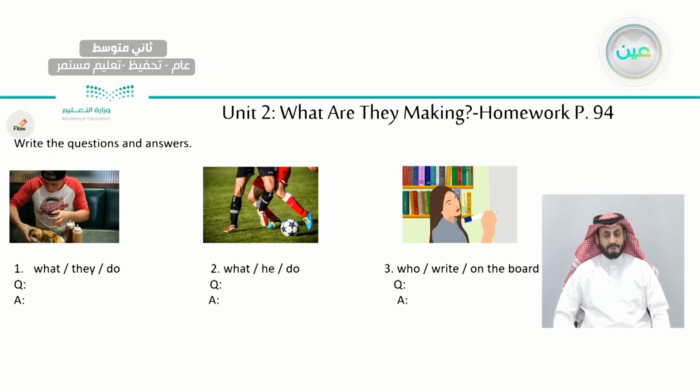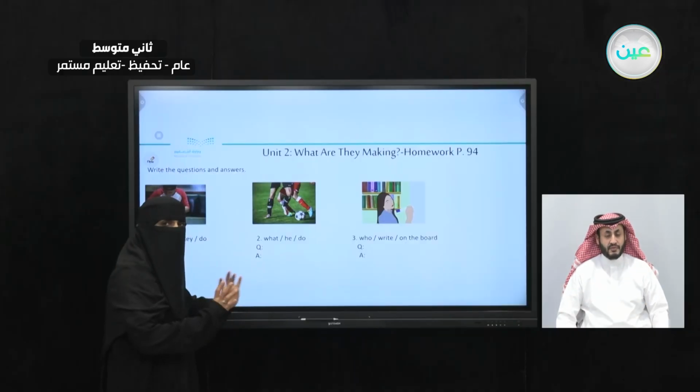I assigned homework last class in your book, page 94. Can you open your books to page 94, please? You have this exercise. You have a boy. What is he doing? He is eating, yes? So you will form a question and an answer using the present progressive for every picture, for every action. Look at the picture and connect the action with the picture.